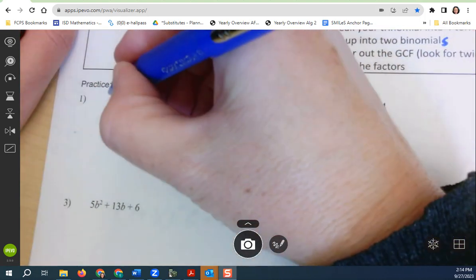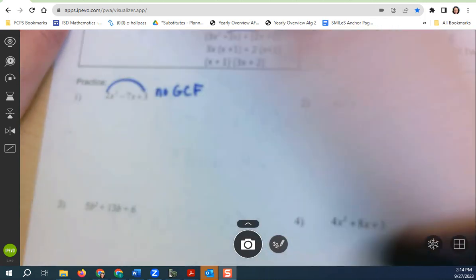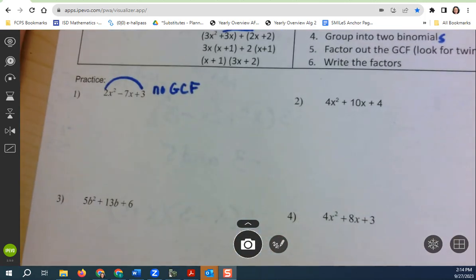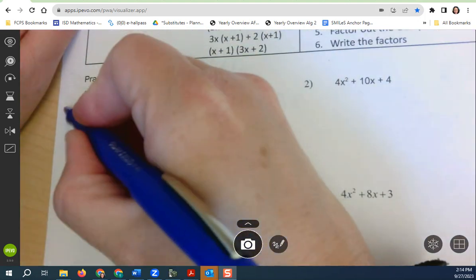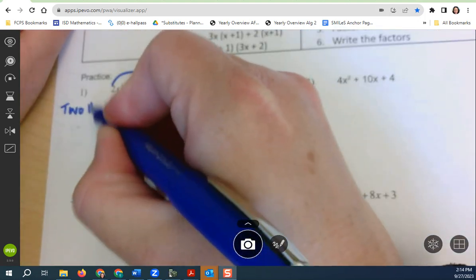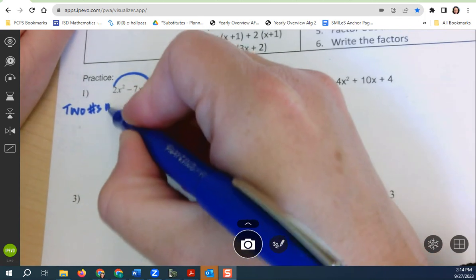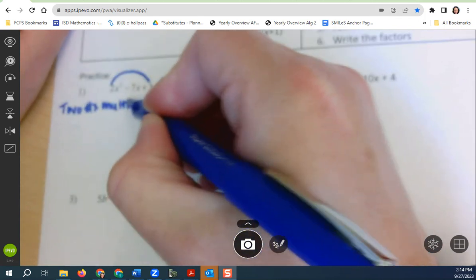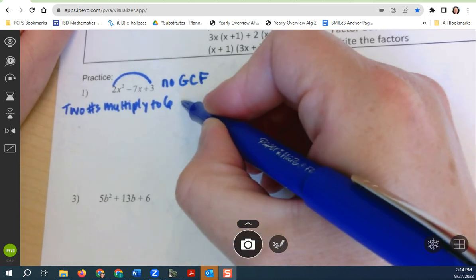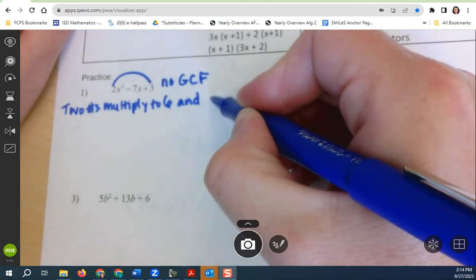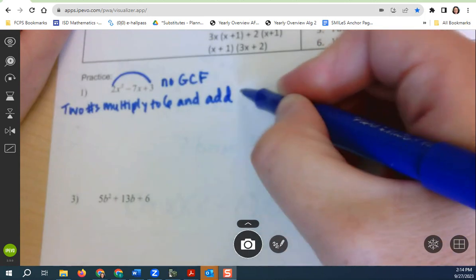So next thing I do is I multiply the first and the last. 2 times 3 is still going to give me what? 6. So I need two numbers that multiply to 6 and add to what? Negative 7. Thanks for paying attention.